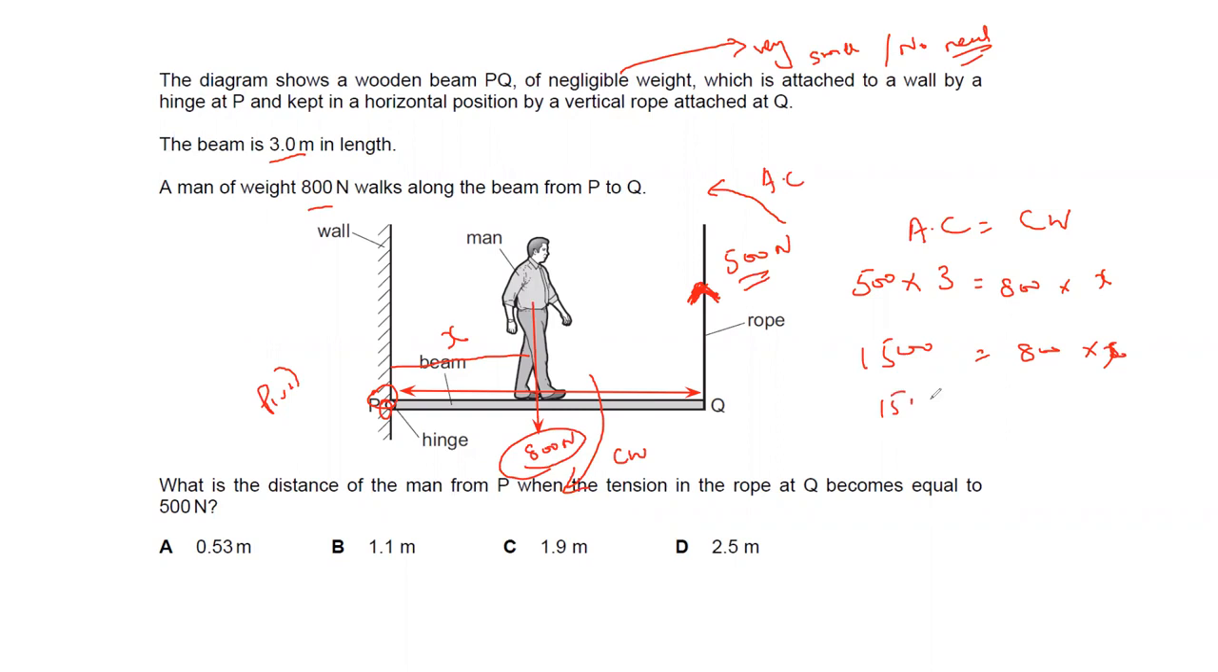800 is multiplied on this side, so on the other side it will divide. So 1500 divided by 800 is equal to 1.875, which is approximately equal to 1.9. So C will be the right answer. Is this question clear?